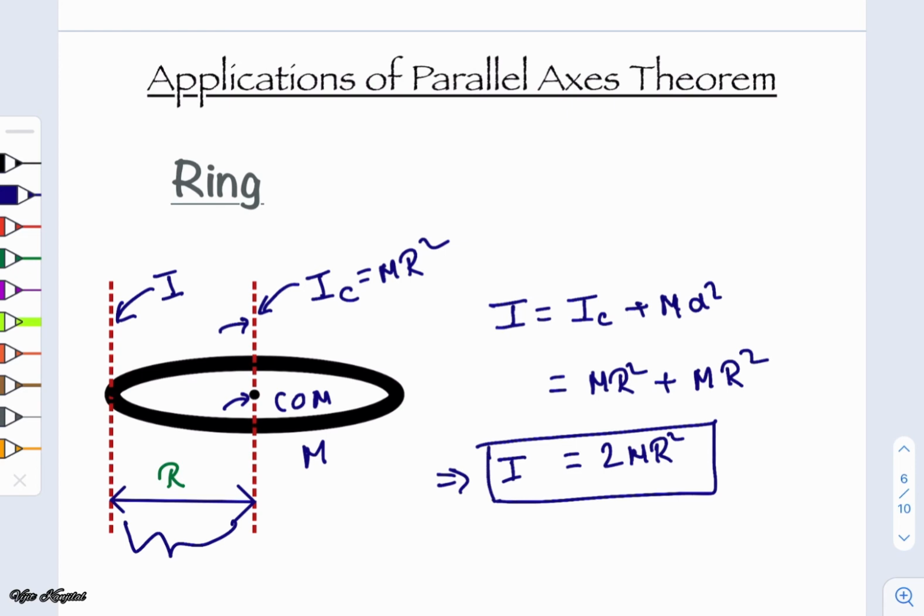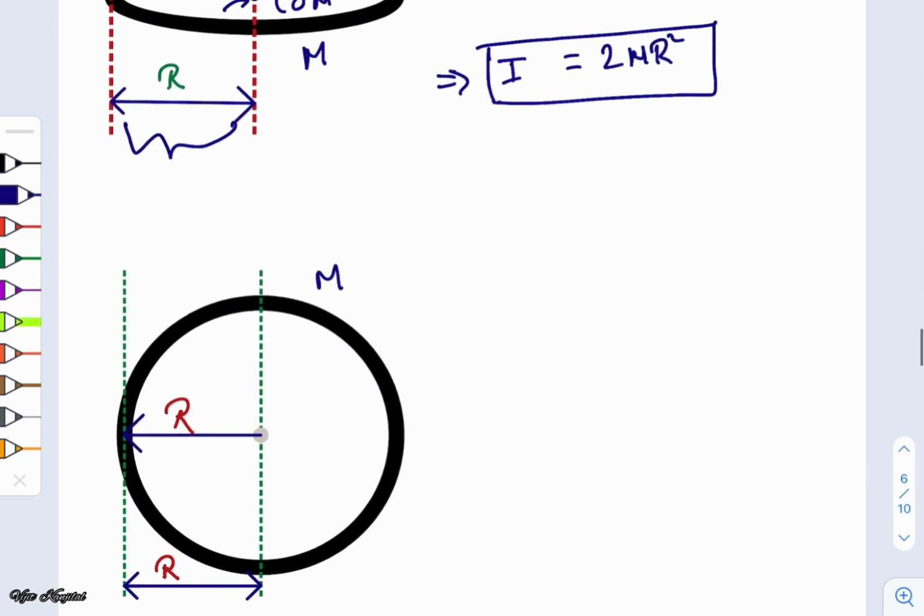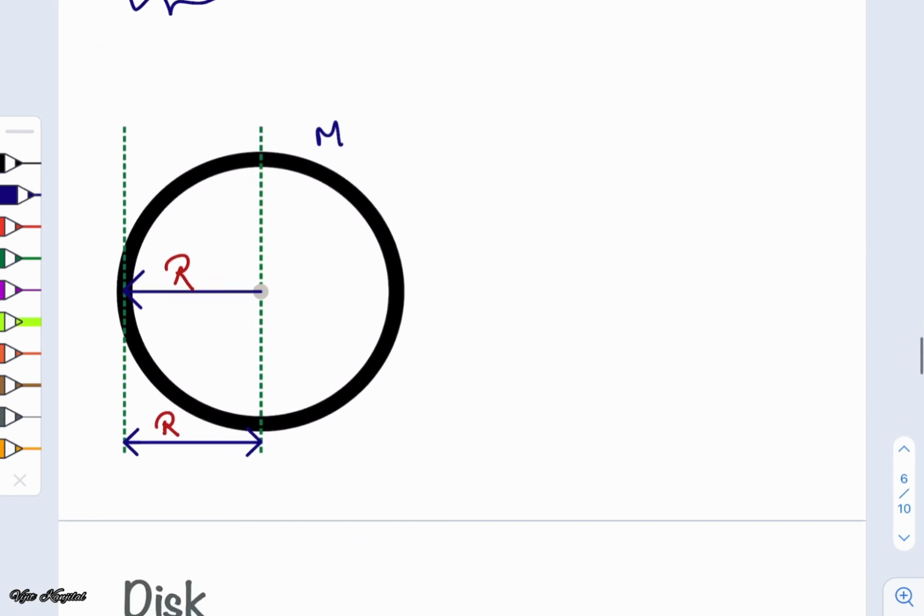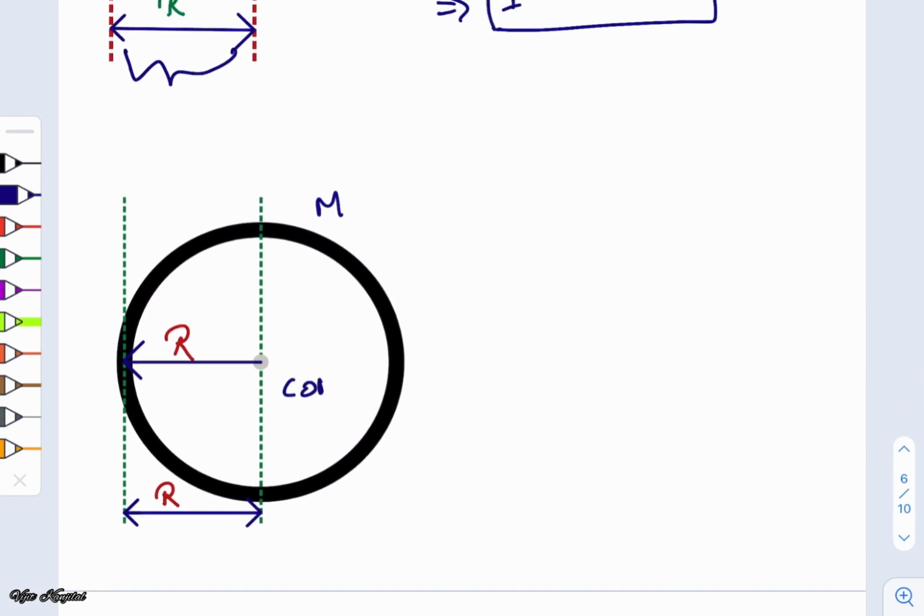Simple and easy. Now let us say we place the ring horizontally. So this is the center of mass of the ring. Now the moment of inertia of this particular ring with respect to this particular axis, let's call this IC. So what is the value of IC? We calculated this already just in the previous video. IC is nothing but mr square by 2.